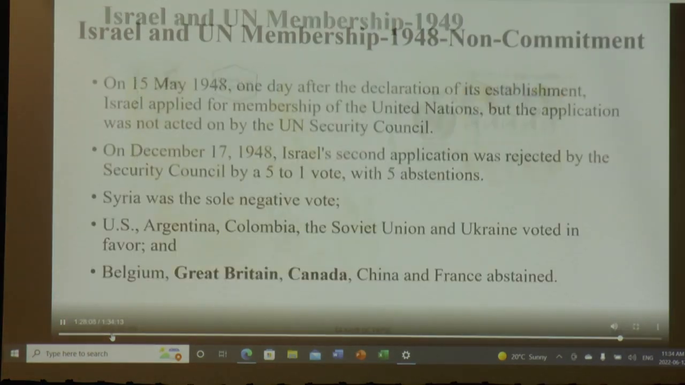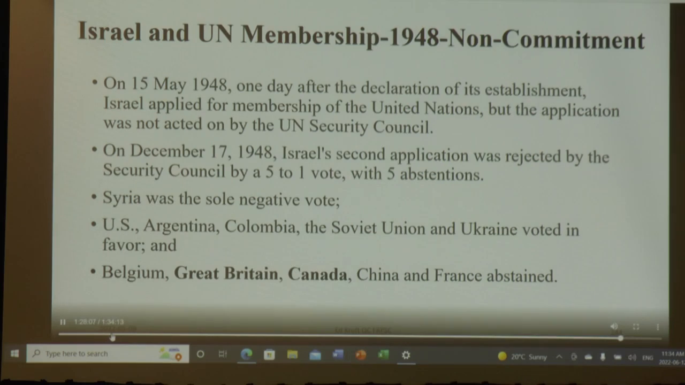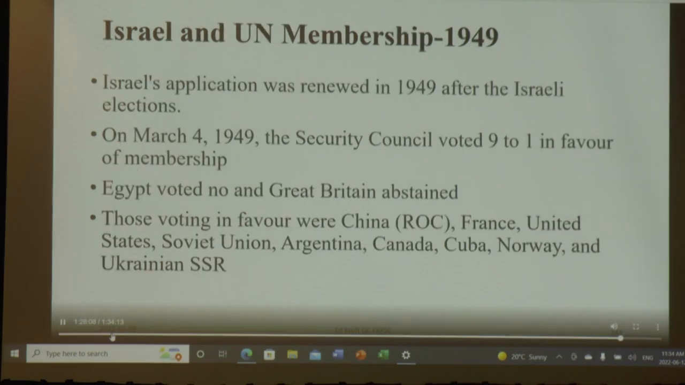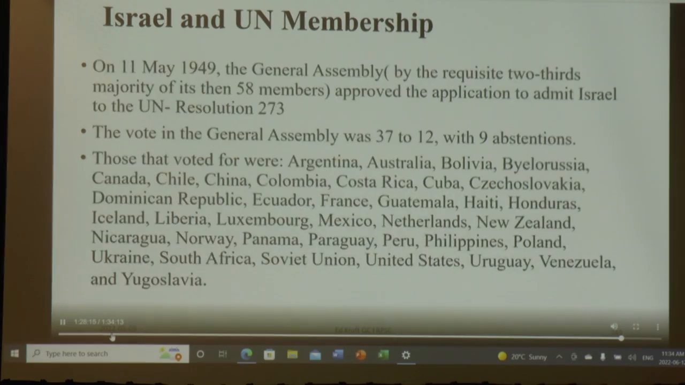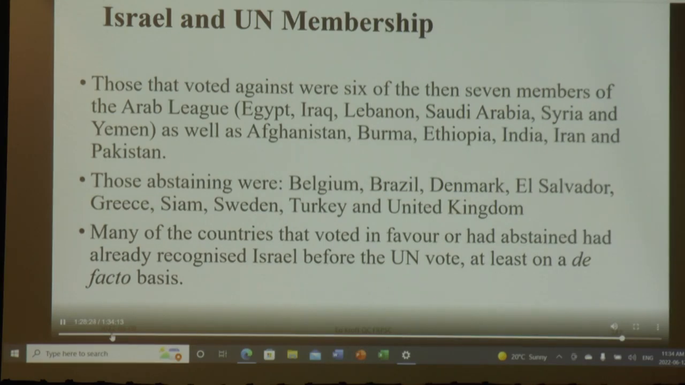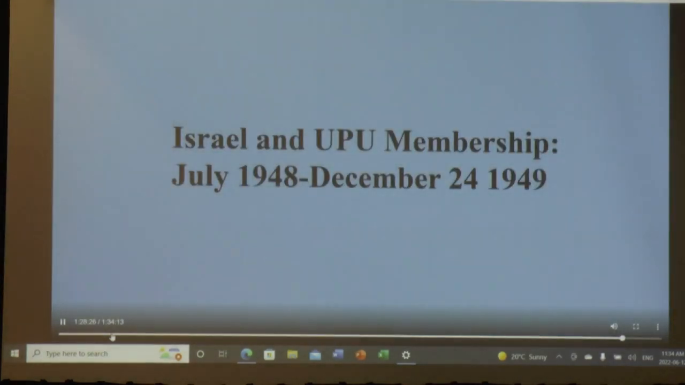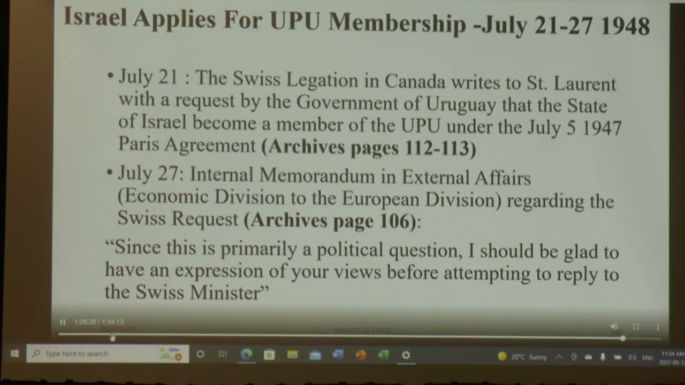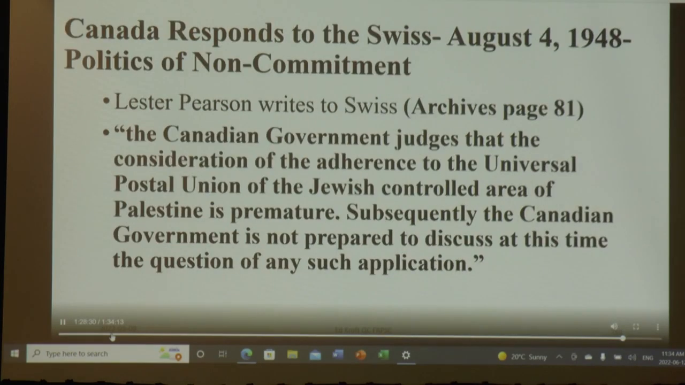But Canada delays on UN recognition. It abstains in December of 1948. It approves the UN application in March of 1949. Other countries vote in favor of Israel, 37 to 12, with 9 abstentions. Canada did vote in favor. Different countries did not.